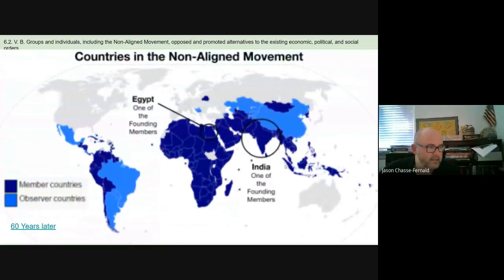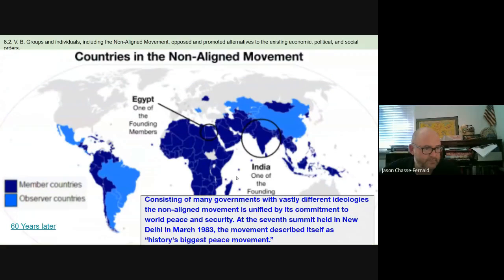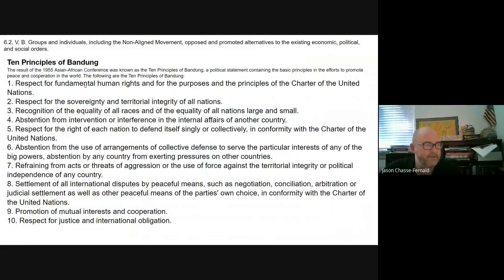All right. So these are the principles that come out of Bandung. And if you pause and read through these, they're nothing too shocking today. So go ahead and do that real quick.